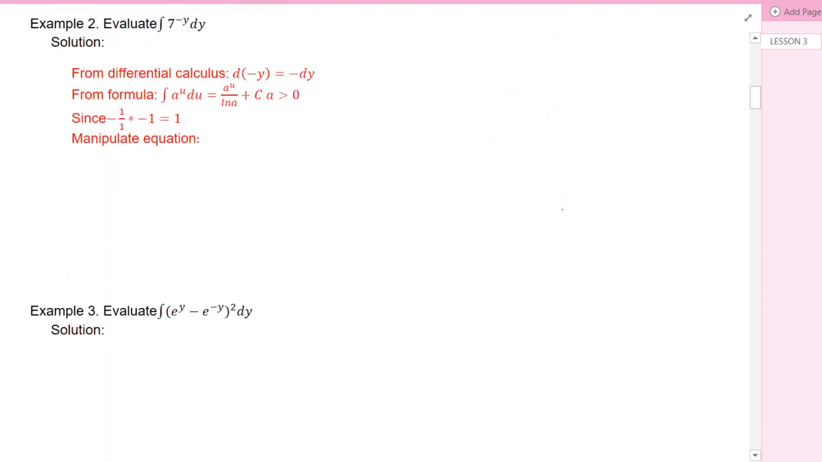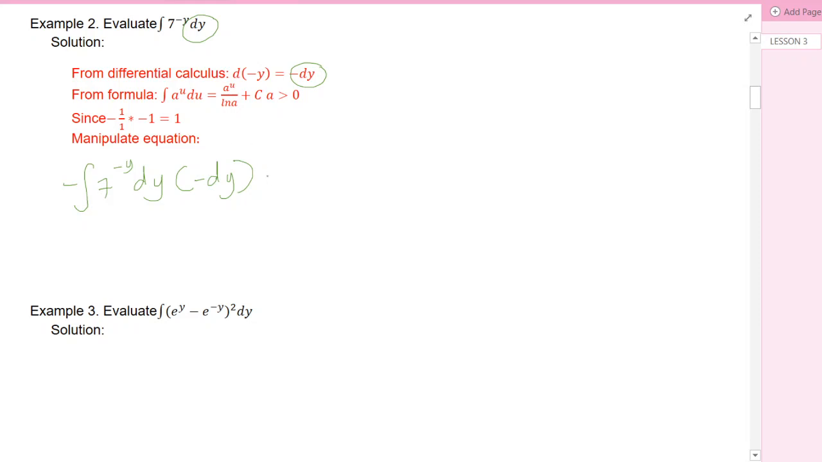Okay, next, for number 2, let us evaluate a constant, that is the integral of 7 raised to negative y dy. Okay, from your differential calculus, your derivative of negative y is negative dy, and since your original equation is only dy, let us just manipulate it again since it has a negative. So manipulating the equation, it will give us negative the integral of 7 raised to negative y dy, multiplied by negative dy, since negative times negative is positive. It will arrive at the same equation.